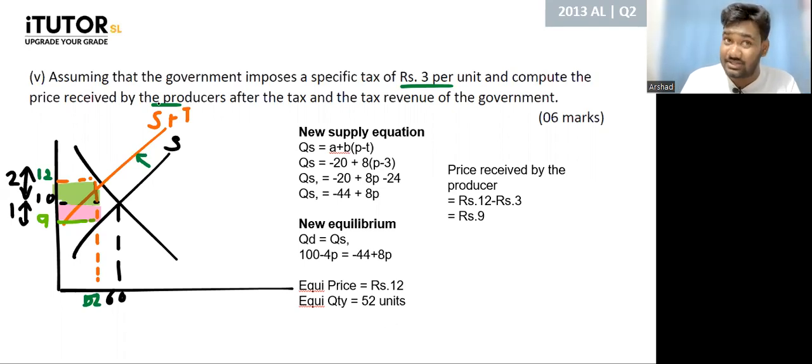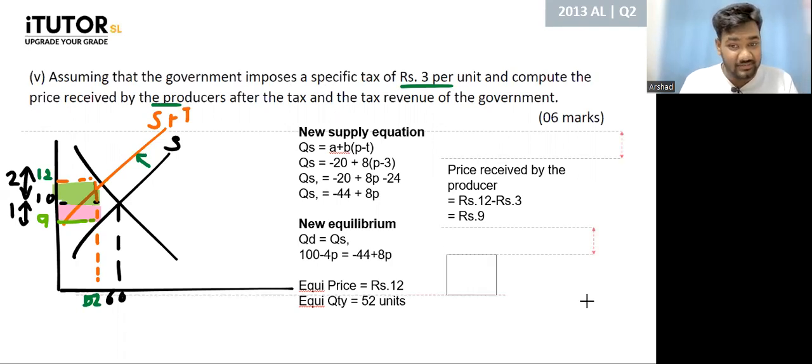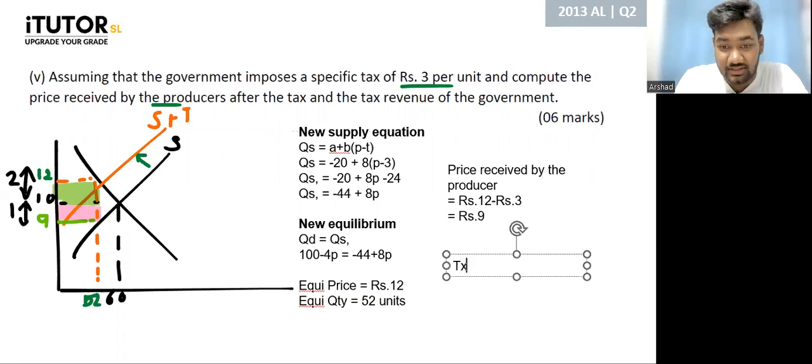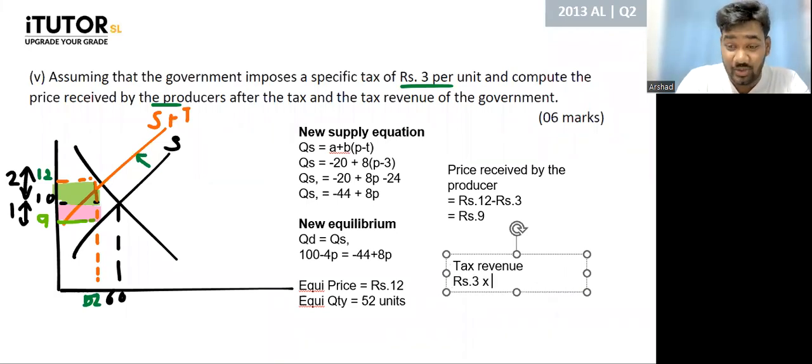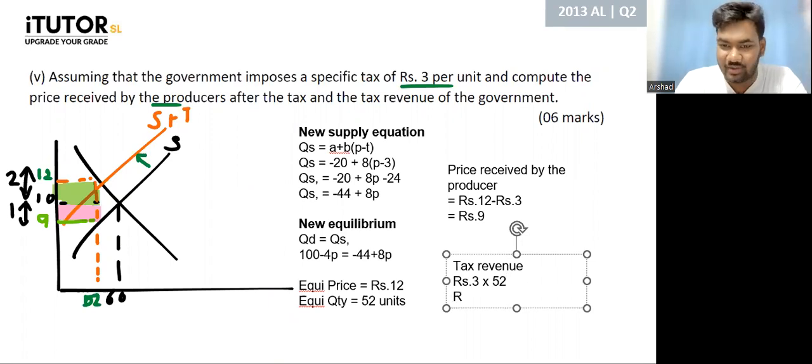Compute the price received by the producer. What is the tax revenue of the government? There is another part for this question. Don't forget that. How much is the tax revenue? Very simple. Per unit, the government is charging a 3 rupee tax. How much is the new equilibrium quantity? How many units are sold in the market? There are 52 units sold in the market after tax. Then how much will the government earn as tax revenue? Per unit 3 rupees, total 52 units are being sold. That means the government earns 156 rupees. That's the next part of this question.